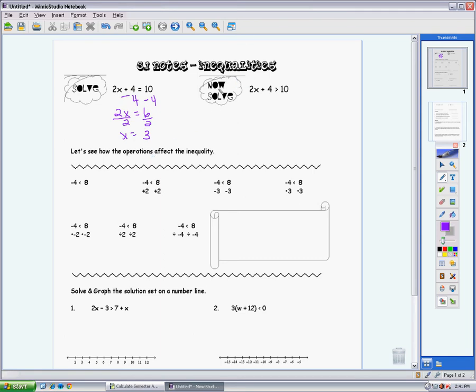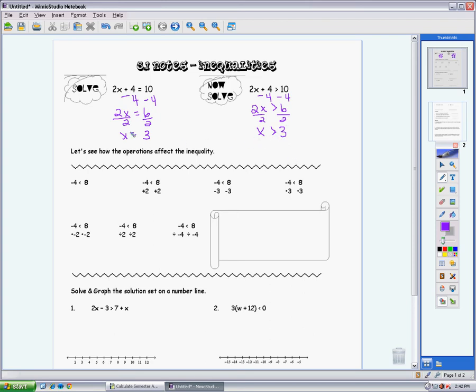Now I want to solve the same problem, but now it's written as an inequality. And this says 2x plus 4 is greater than 10. So I want to know what all the x values are that will work for this inequality. And guess what? It's not solved any differently. I'm still going to subtract 4, and I get 2x is greater than 6. And 2 is still multiplied by x, so I still have to divide it. This time the only thing that changes is my sign. x is greater than 3.